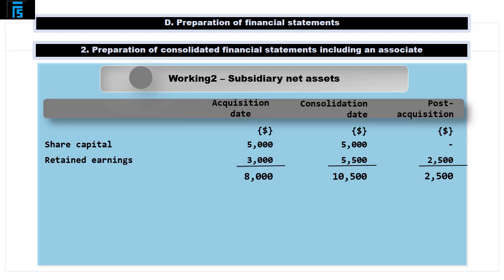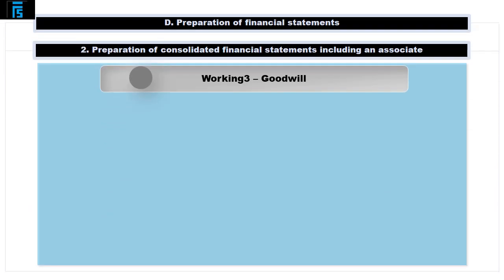Just as before, the post-acquisition column will show nothing in respect of share capital, but we will use it to identify the post-acquisition movement in the subsidiary's retained earnings. That is the difference between the €5,500 as at the date of consolidation and the €3,000 at the point of acquisition, giving a difference of €2,500. The third working, goodwill, takes on the same shape as in the previous example.